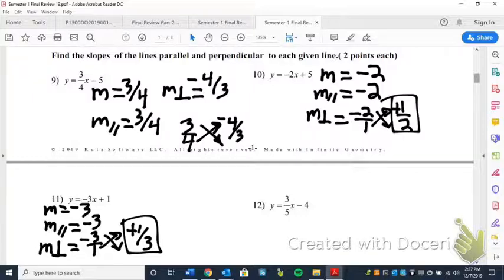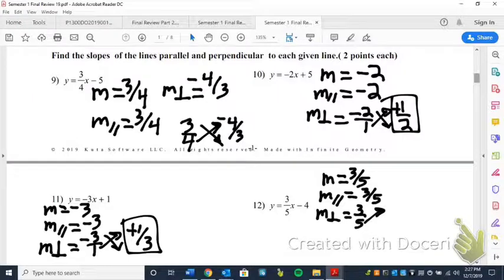Number 12, 3/5. Parallel, 3/5. Perpendicular, take that 3/5, flip it upside down, change the sign, and get negative 5/3.